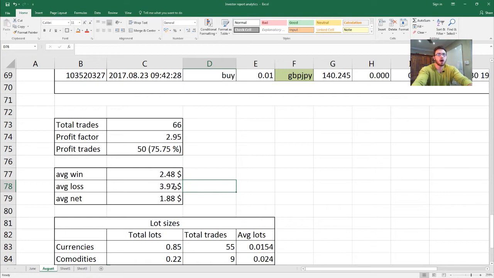Win ratios are very controversial. You've got some people that say anything above 50 is good. The next person says anything above 60 is good. So don't be too worried about your win ratio. You need to focus on making money. If your win ratio is like 40%, but you're still making money, then that's fine.